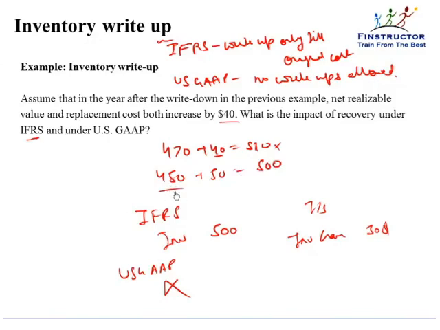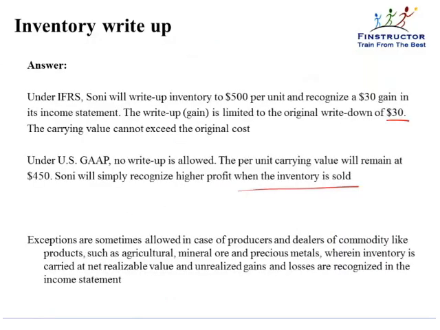Some exceptions are sometimes allowed in the case of commodity-like products, wherein we can carry the inventory at fair value, which may be above the original cost, such as agricultural, mineral ore, and precious metals, where the inventory is carried at net realizable value and unrealized gains and losses are recognized in the income statement. So it's very rare, but sometimes we are allowed to carry the inventory at fair value.